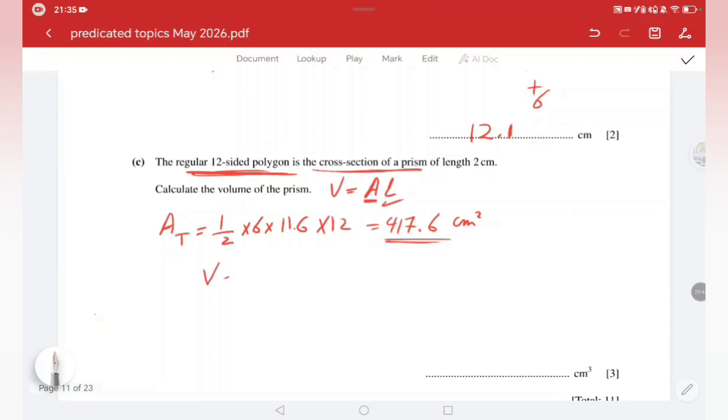You have to multiply this one by the length. So LA times L, so 417.6 times L, which is 2. Right, so this number times 2. 417.6 times 2, so the answer is 835.2. Yep. Let's double check the calculations again.